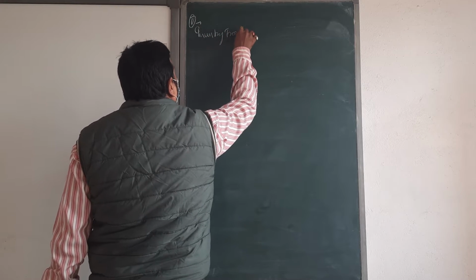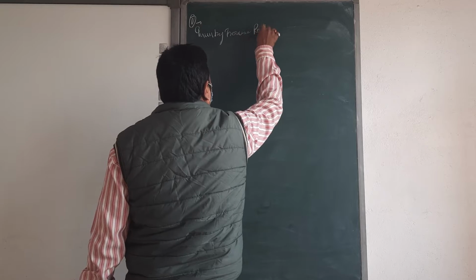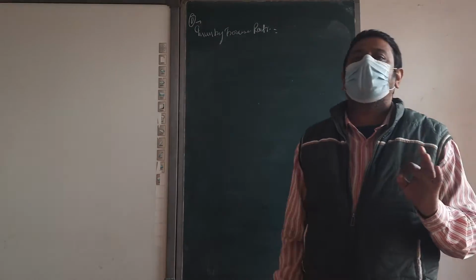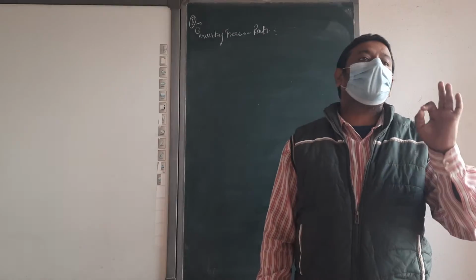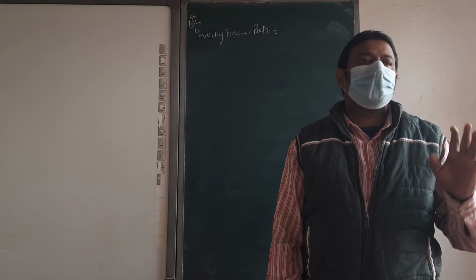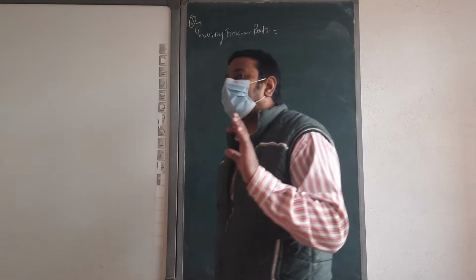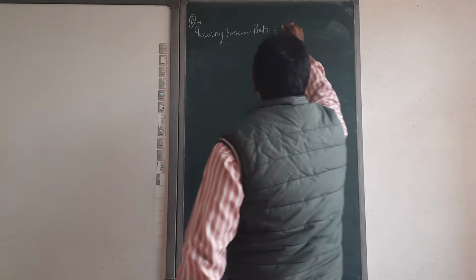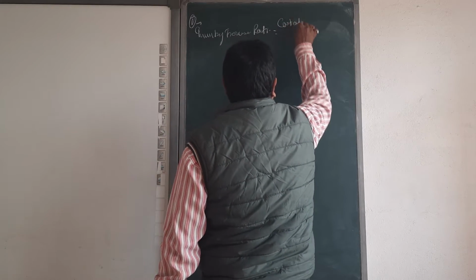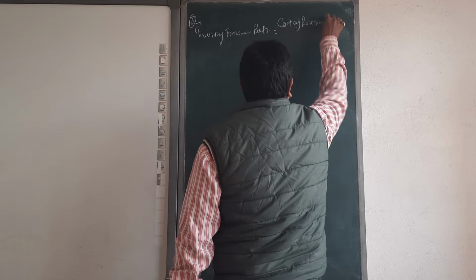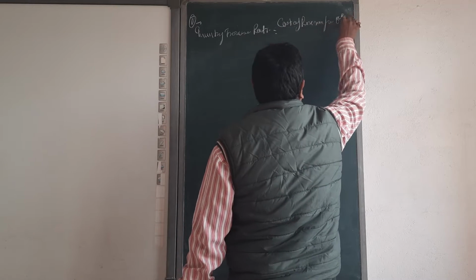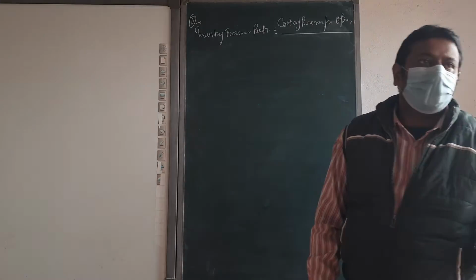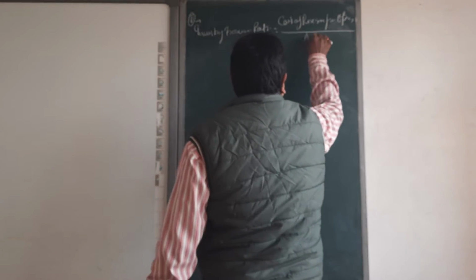Inventory turnover ratio is equal to cost of goods sold. The new name is cost of revenue from operation. Okay, in place of cost of goods sold we are going to enter here cost of revenue from operation, upon average inventory.